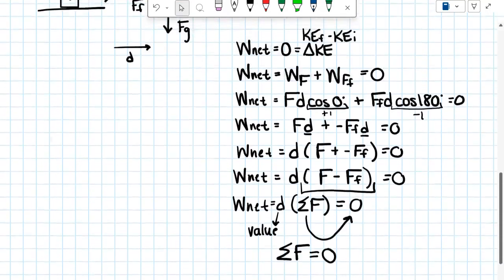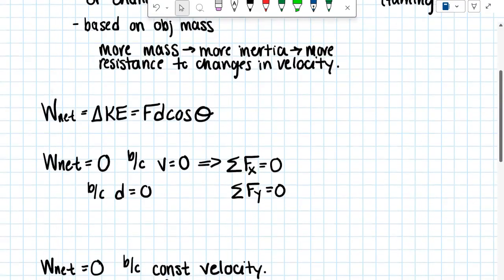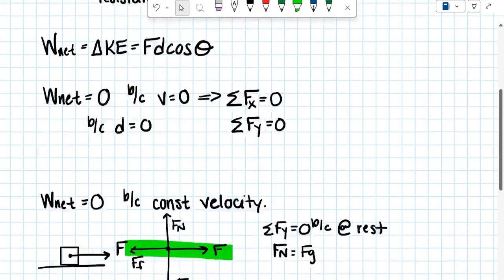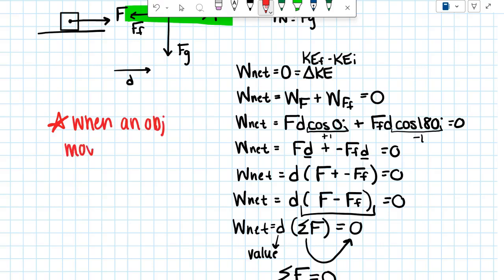Okay, so that is kind of the second half of Newton's first law. The idea that the net force is 0 when something is at rest is kind of the first half, and this part is the second half. Okay, so big thing to take away here is when an object moves with constant velocity, the net force is 0 in that specific direction.